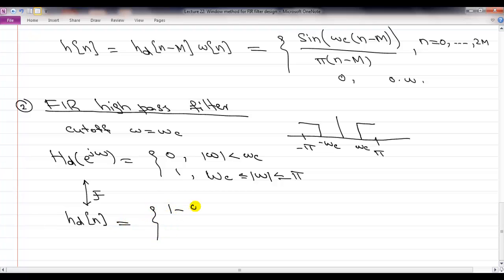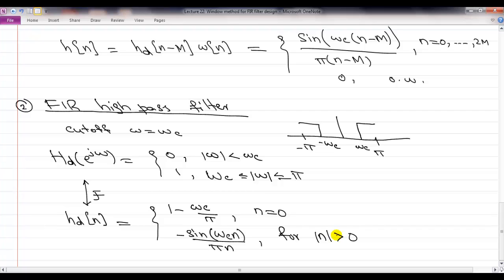which I'm just going to write down the formula: 1 minus omega c over pi for n equal to 0, and minus sine(omega c n) over pi n for n not equal to 0. So it looks like an inverted sinc, and it's of course an impulse response which is infinite duration. So what does the rectangular window method ask you to do?